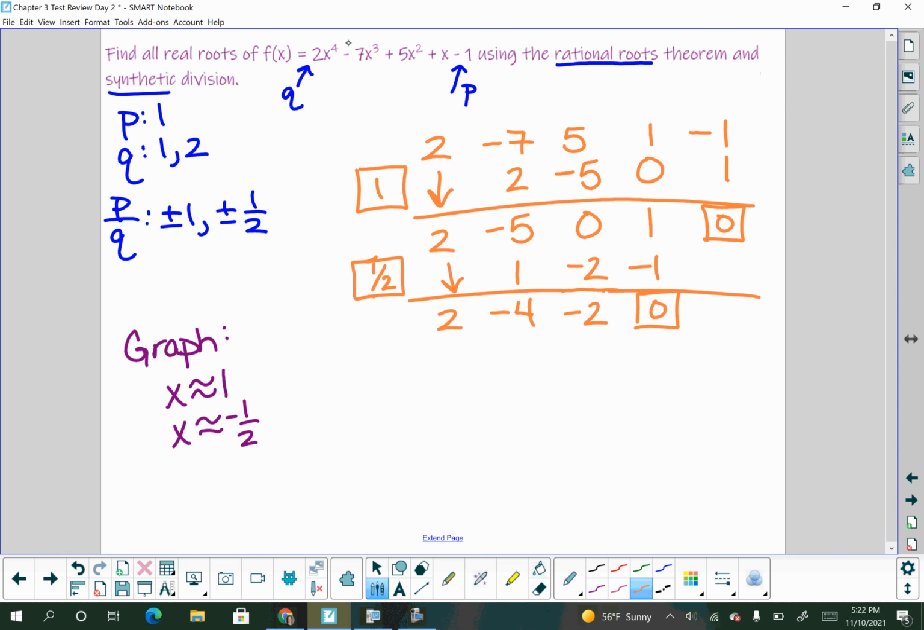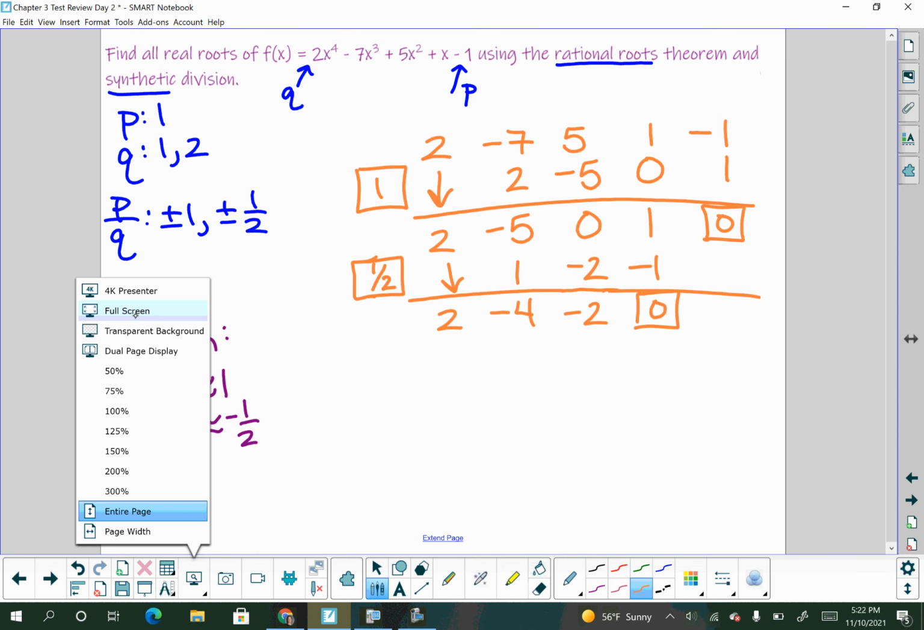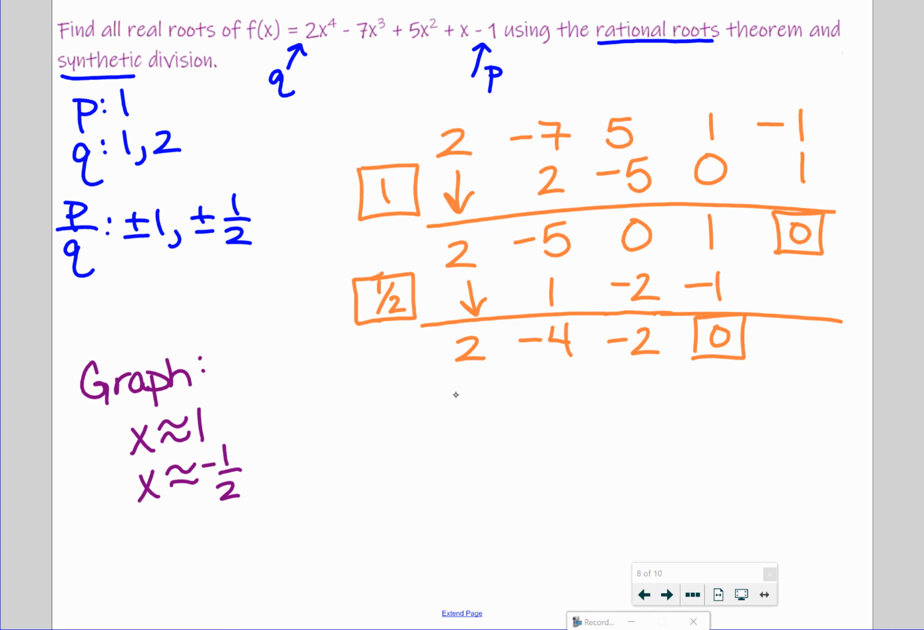Now I started out with a degree 4 polynomial, and I did synthetic division 2 times, which now brings me down to a degree 2 polynomial, which is always our goal here. We want that quadratic. 2x squared minus 4x minus 2 equals 0, and now we want to solve it. I'm going to look to see if I can factor first. Now, everything's divisible by a 2, so I'm at least going to do that. Divide through by 2.